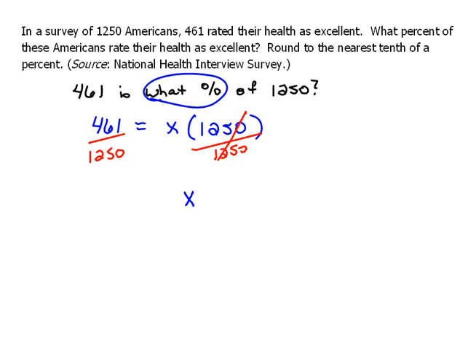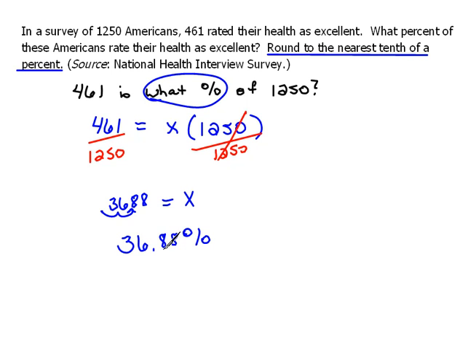So now over here on the right, we have x equals 461 divided by 1,250, which would be 0.3688. Now remember, we have to change this over to a percentage because that's what we're asking for. So we really need to move this 2 places to the right, which would be 36.88%.